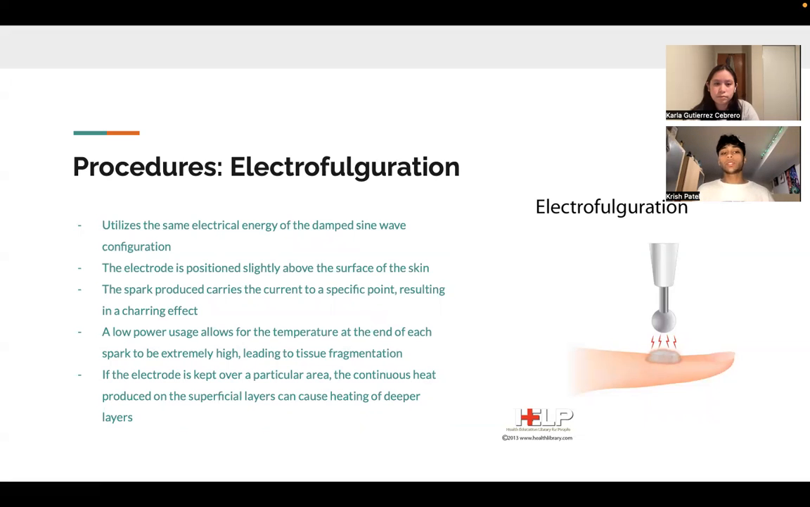The low power usage allows for the temperature at the end of each spark to be extremely high, leading to tissue fragmentation, which is useful for whichever procedure the surgeon may be wanting to use. If the electrode is kept over a particular area, however, the continuous heat produced on the superficial layers can cause heating of deeper layers, which may be a drawback.